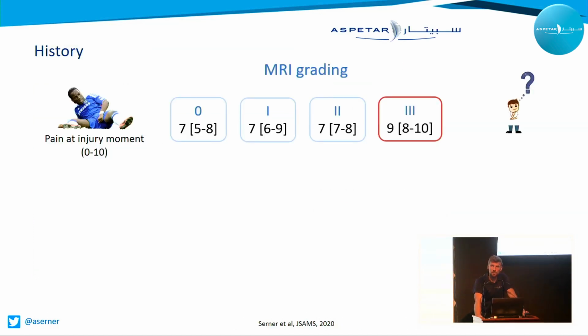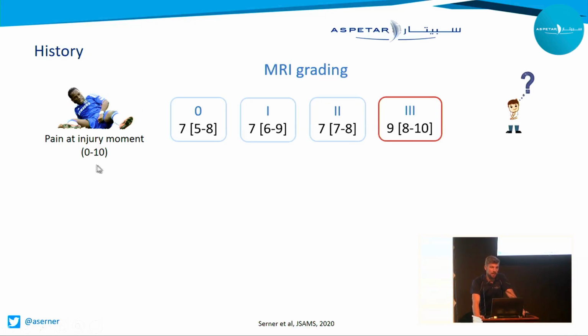And we did a study which is actually just out today, where we compared different parts of the clinical examination, so the history and clinical examination tests, towards the MRI injury grading. So grade 0 being no injury on the MRI, and grade 3 over here being an avulsion injury.